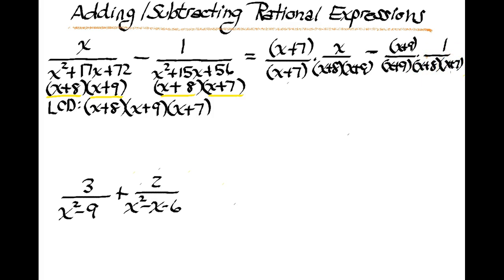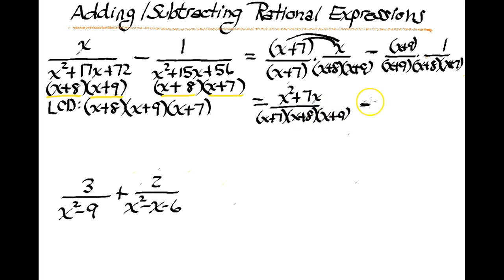Okay, so the next step is just to multiply out our numerators. We're going to distribute this x across both of those terms, so we get an x squared plus 7x over x plus 7, x plus 8, x plus 9. And we're going to subtract from that. We're going to take our 1 and distribute. We don't really need to distribute a 1, but we have an x plus 9.